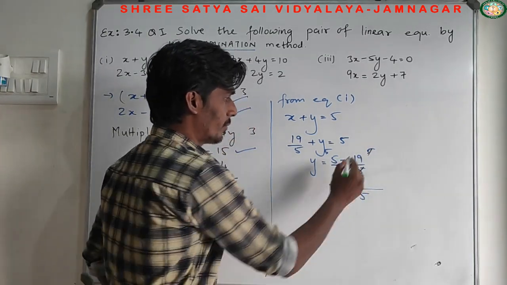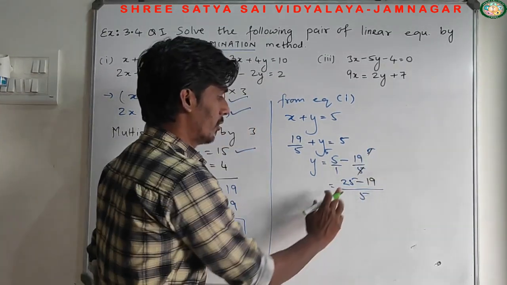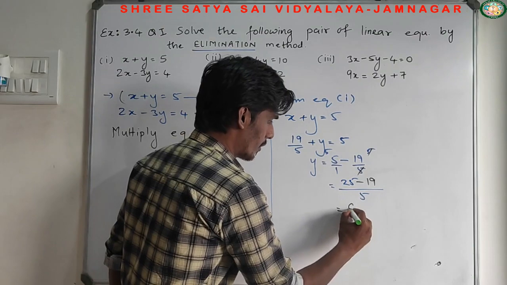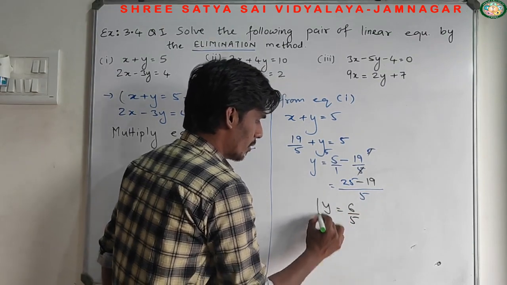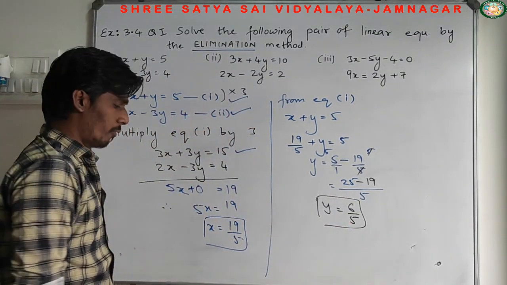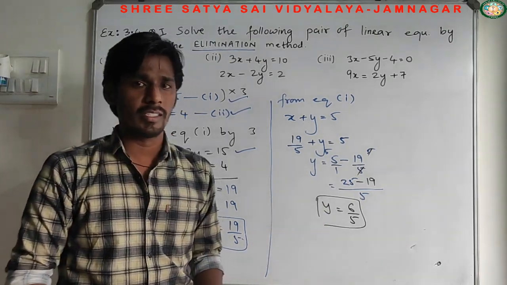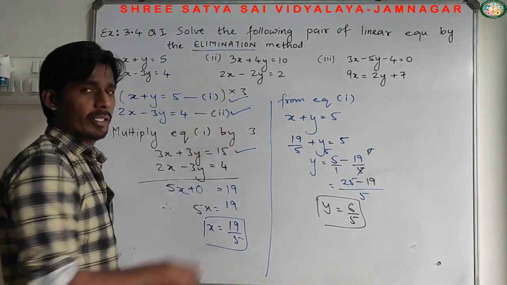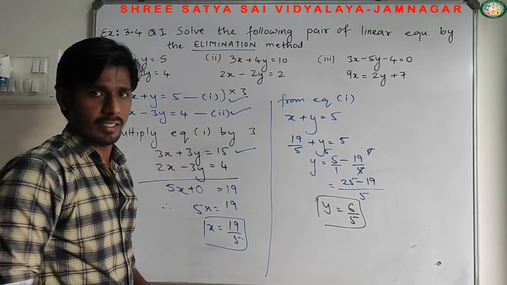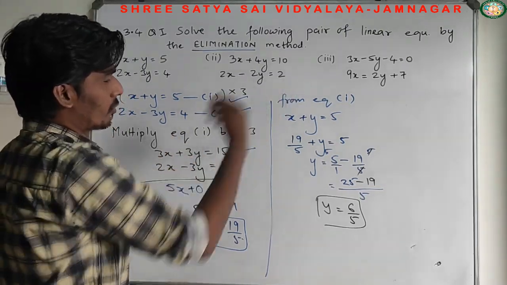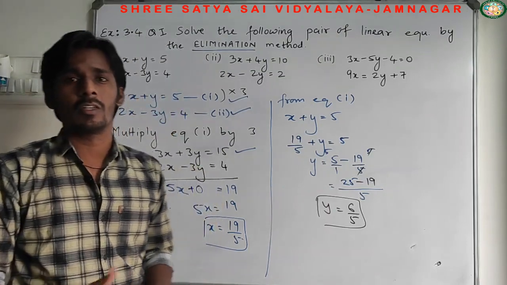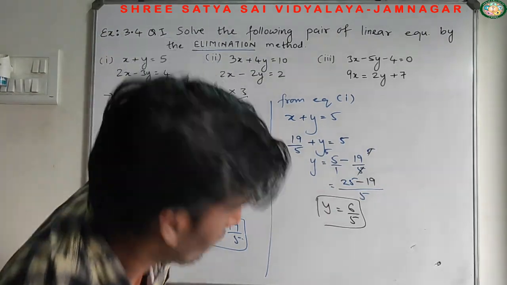This 5 and 5 get cancelled. So minus 19. 25 minus 19 is what? 6 upon 5. So this is the way we got both the solution x and y. So the new thing you have to learn in this method is: which number you have to multiply to make it easier. If we solve 2 or 3 examples, you are able to understand which number we are multiplying.